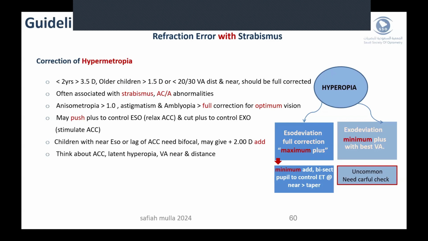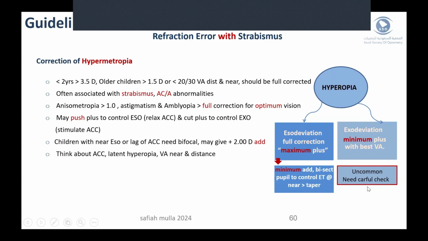You have to think about the accommodation with the hypermetropia and the latent hyperopia if it's there, and the visual acuity, near and distant. And this chart here is a summary of what I'm saying here. So if the hyperopia has an exodeviation, then minimum plus is given to them with best visual acuity. However, that's an uncommon condition.